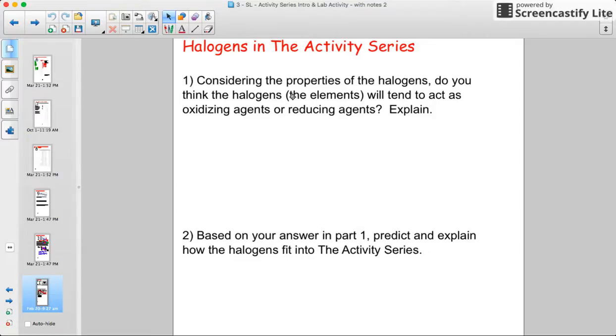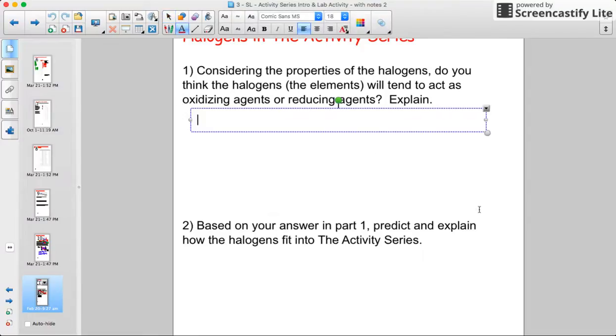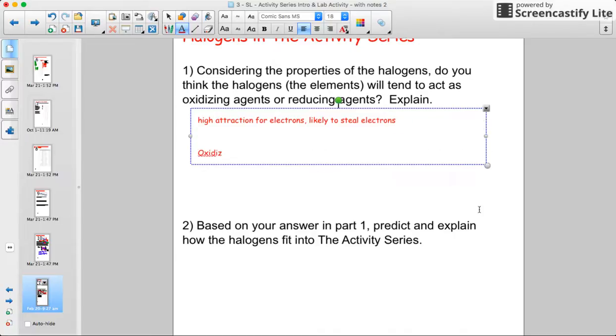So if we think about what types of agents they will act as, you should consider the fact that if they have a high attraction for electrons, they're likely to steal electrons. So what types of agents will they be acting as if they are likely to steal electrons? They're likely to act as oxidizing agents, species that cause the loss of electrons in other reactants.